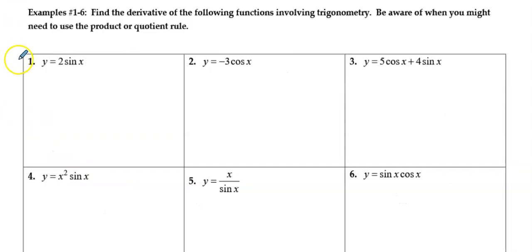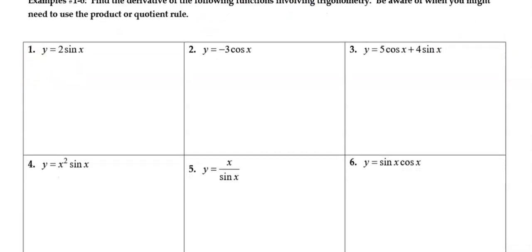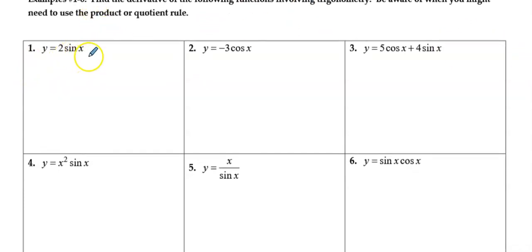For these first 6 examples, it says find the derivative of the following function involving trigonometry. Be aware of when you might need to use the product or the quotient rule. The first thing I want you to notice is that examples number 1, 2, and 3 all have a constant and then a trig function, and then we have 2 sets of constants and trig functions.